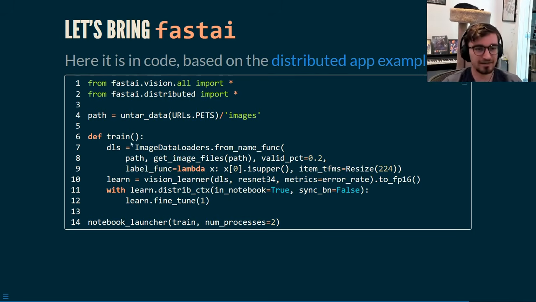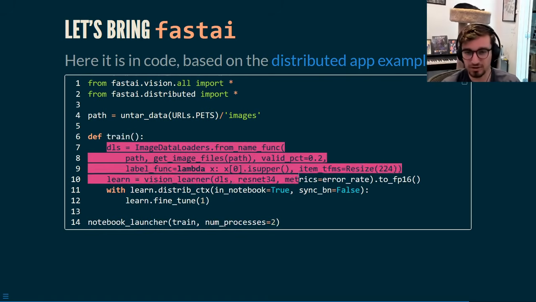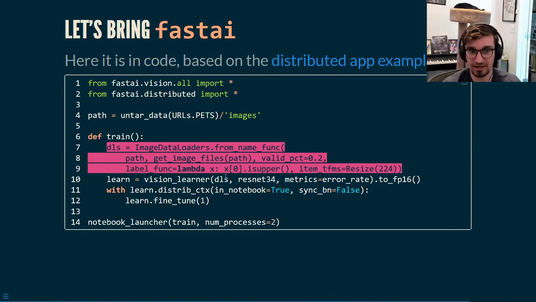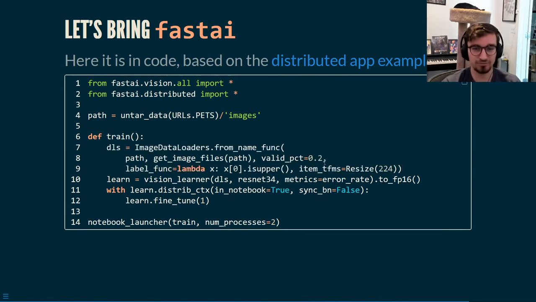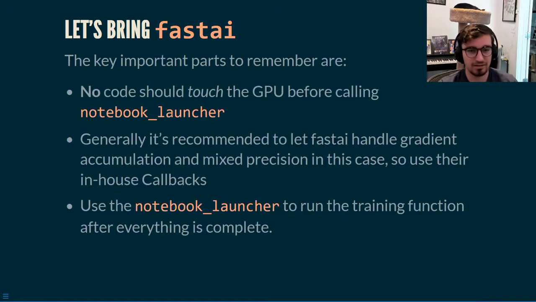So this is why this data loaders call needs to be in this training function, because this will actually initialize CUDA for you, even if you don't realize what's happening, because you've never specified CUDA anywhere and it doesn't even look like it would do something. And as I mentioned before, generally it's recommended, on things that Accelerate can do, to let fastai handle it. So Accelerate can handle things like gradient accumulation and then of course mixed precision.